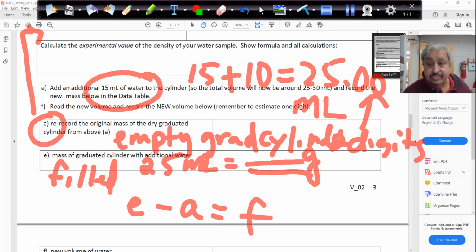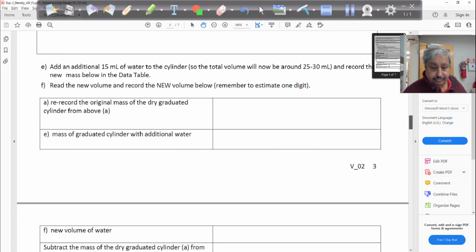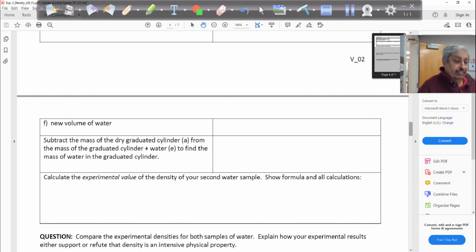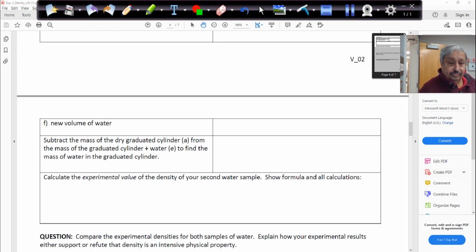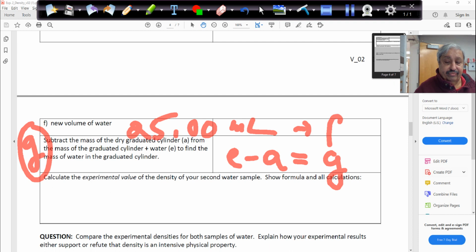Then after that, let me just take this one out and go further. The new volume is 25.00 milliliters, two digits after the decimal. When I subtract E minus A, it will give me the mass, so this is step G, not F. That's step F here. Sorry about this. G is E minus A.